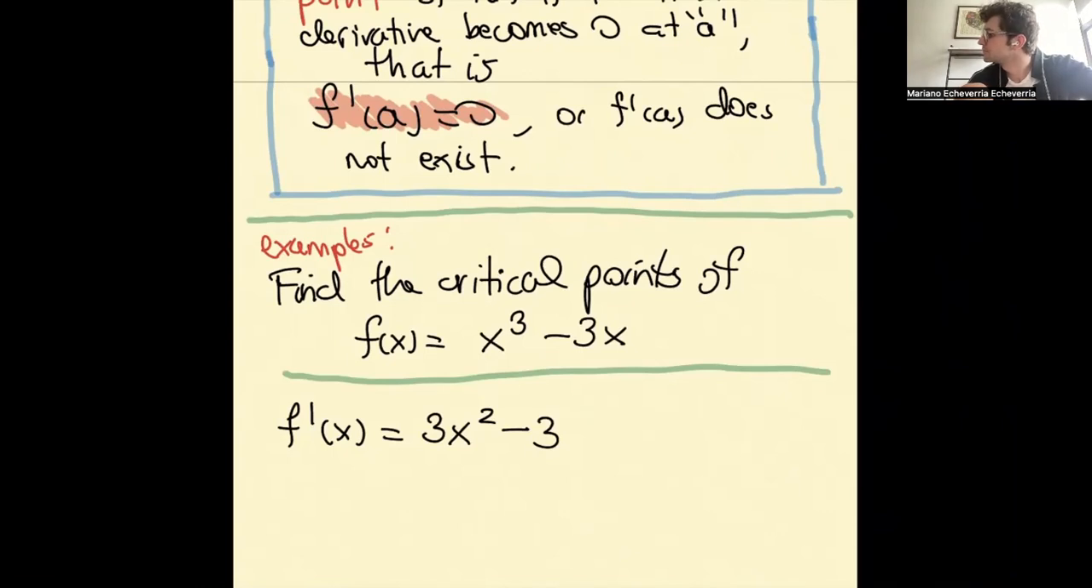Now, once you have the first derivative, you need to check when the first derivative becomes 0. So for which values of x does this equal 0? What do you think could be that?